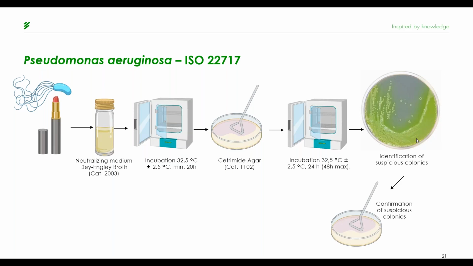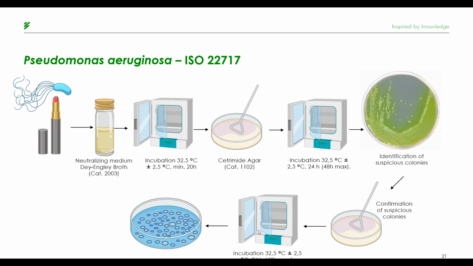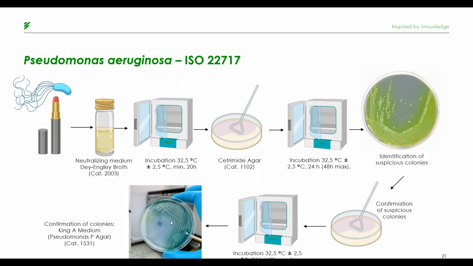Then we confirm the suspicious colonies by inoculating a plate of King A agar, specific for Pseudomonas aeruginosa, and we incubate this plate again at 32.5 degrees Celsius for another 24 hours. In our confirmation medium, King A medium, we can see that the colonies of Pseudomonas aeruginosa are mainly greenish yellow, but now they have tinted the medium with a blue pigment that is very characteristic of Pseudomonas aeruginosa. You can see it in this plate.